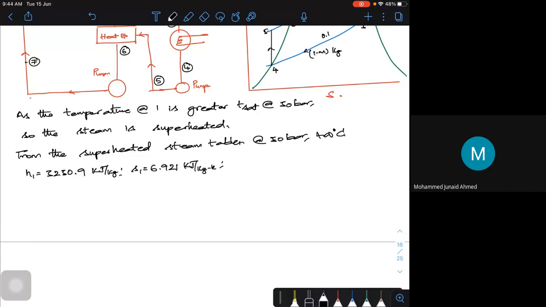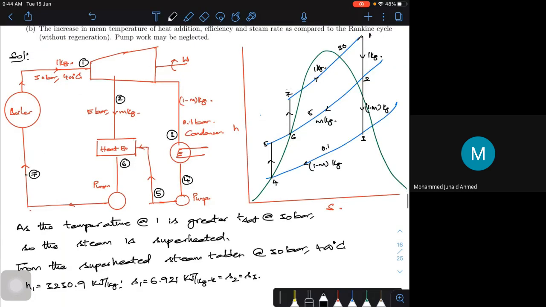Then you say S1 is also equal to S2, which is also equal to S3. Okay, S1 is also equal to S2 and S3. You can just find it. If you want, you can find the specific volume also, so you need not bother about it. It's because 1 to 2 is an isentropic process.